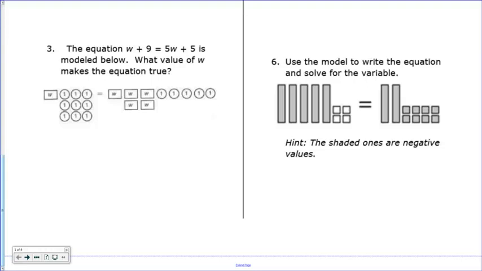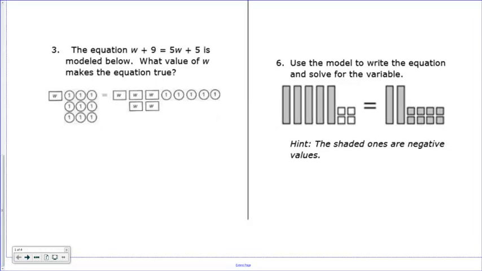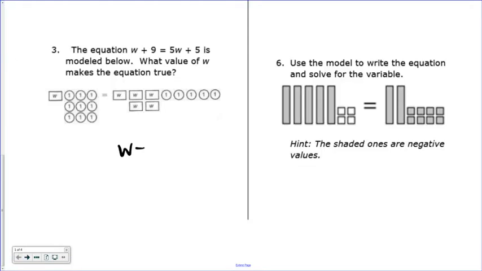So right here, I'm going to bring down my equation. W plus 9 equals 5W plus 5. All right, so both sides, when I'm looking at my algebra tiles, I want to move all of my variables to one side of my equation. So in order to do that, I'm going to make 0 pairs, and I'm going to subtract one variable from both sides. These make my 0 pairs and cancel.